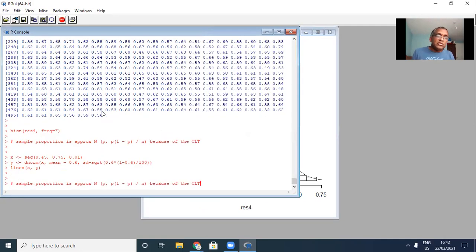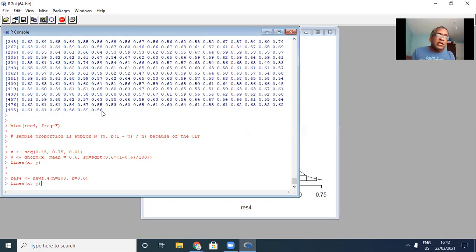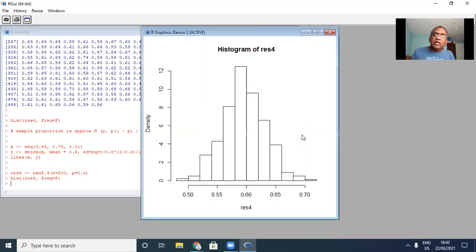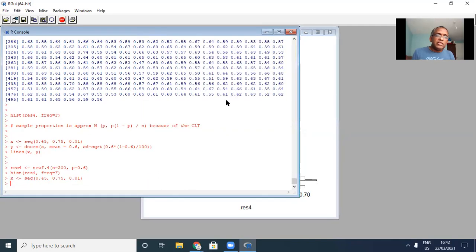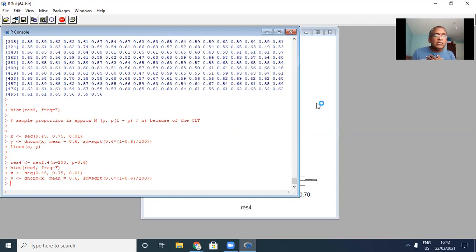Suppose you want to repeat this for n equal to say 200. You put n equal to 200 here, and then you do a histogram of the data, and it looks something like this. It ranges from say 0.4 to 0.75. You can choose your x to be the same, and your y will be the density of the normal with mean equal to 0.6, and the variance will change to use 200.